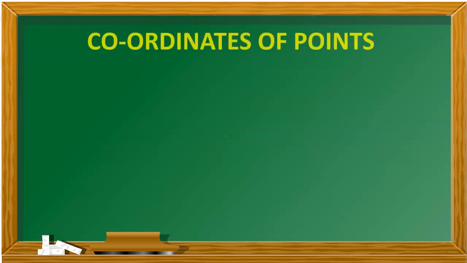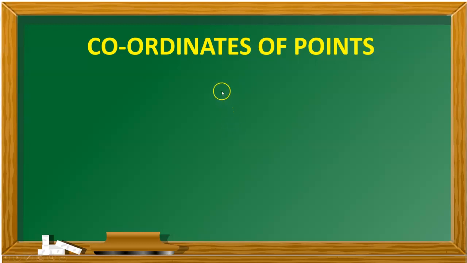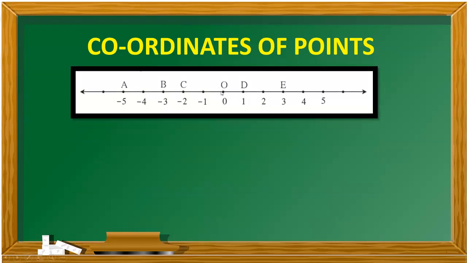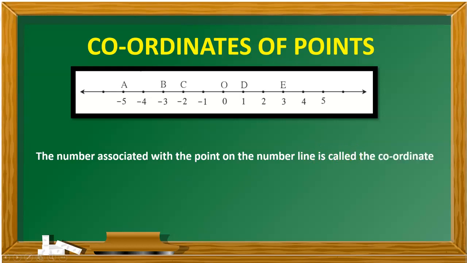So we start with coordinates of points. In order to understand this concept, we need a number line. On this number line you can see some alphabets. These alphabets denote points, and the number that is associated with the point on the number line is called the coordinate of that point. For example, the coordinate of A is -5, B is -3, C is -2, D is 1 and E is 3.